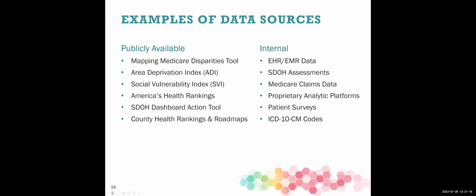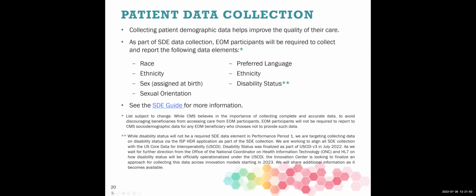So this slide lists some examples of publicly available and internal data sources. This is, of course, by no means an exhaustive list. In the resource guide, we have links to a resource from the CMS Office of Minority Health that offers a more comprehensive list of publicly available data sources. And of course, the internal data sources will be specific to your organization, but these are just some examples that we found other organizations have used to develop their health equity plan. Next slide, please.